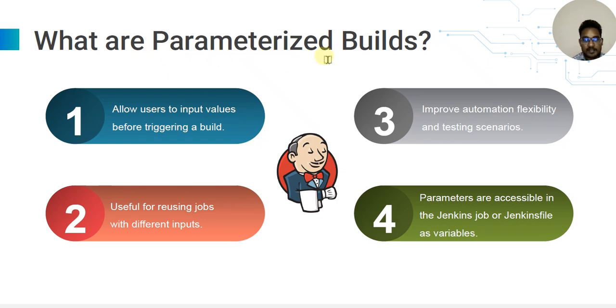What are parameterized builds? First, they allow users to input values before triggering a build. Second, they are useful for reusing jobs with different inputs. Third, they improve automation, flexibility, and testing scenarios. Parameters are accessible in the Jenkins job or Jenkinsfile as variables.